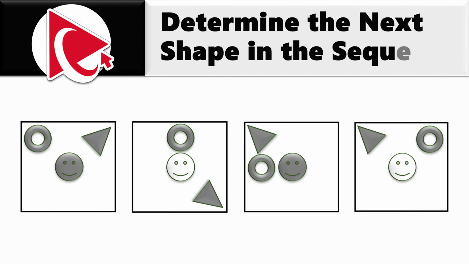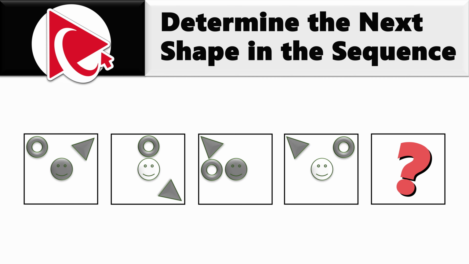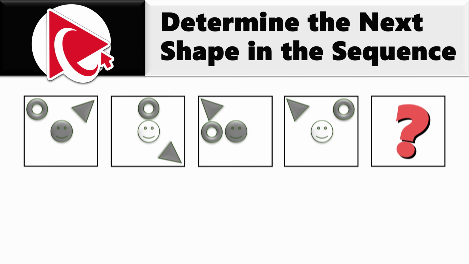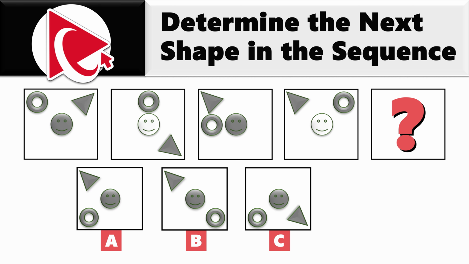We are entering the world of 4 squares, which have chaotically organized shapes inside. We're dealing with hollow circle, triangle, and smiley face. 4 squares have shapes in place. You need to determine the value of the 5th square, which you need to select out of 4 possible choices. Choices A, B, C, and D.